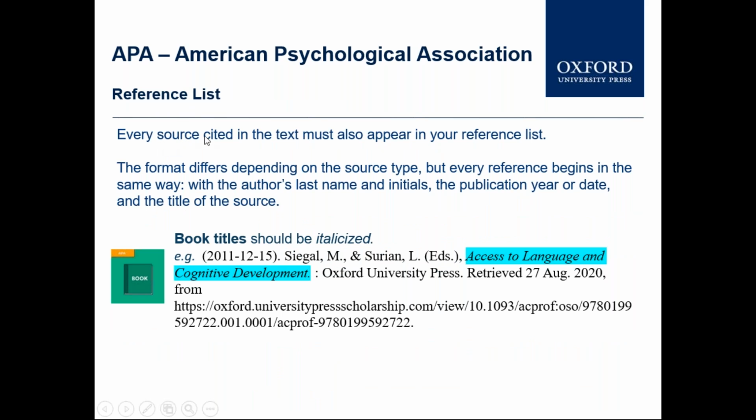I've told you every source cited in the text, even if you've done an in-text citation, should also appear in your reference list. You've seen how it comes in the reference list. I've shown it to you in both books and journals. And the book titles should always be in italics.